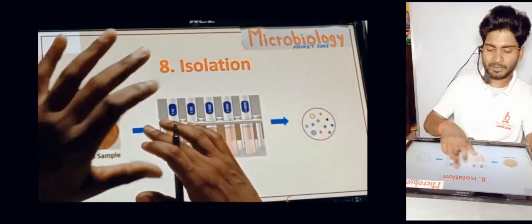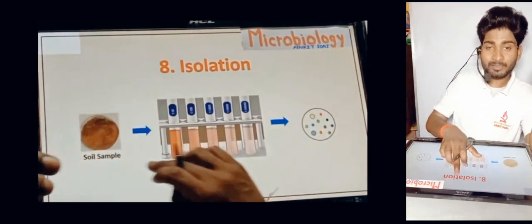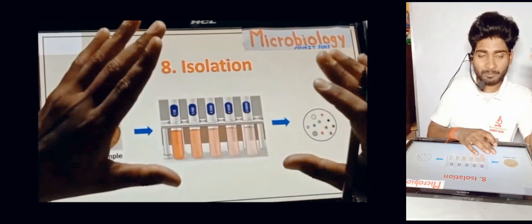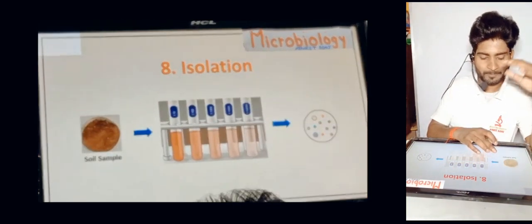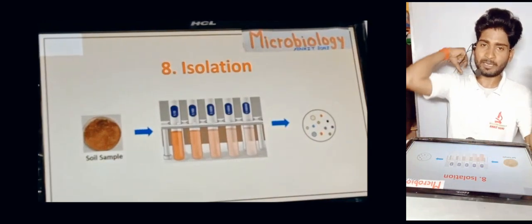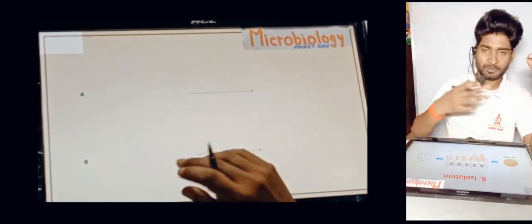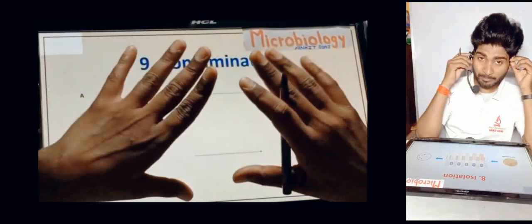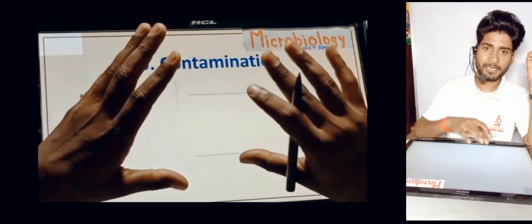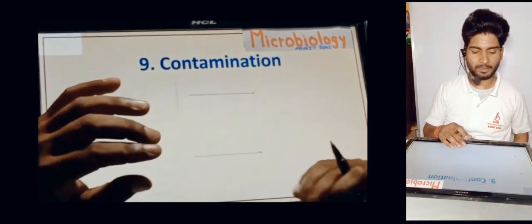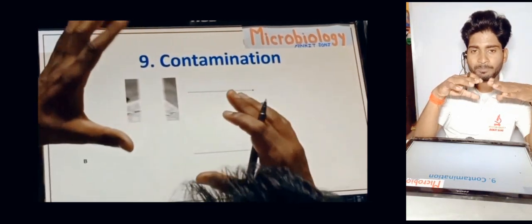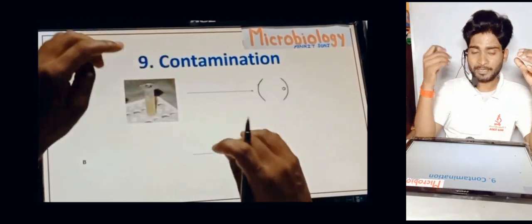The next important term is isolation. Isolation is very commonly used mainly when we are going to study the microbial population of a particular sample. Like in the laboratory we have received a soil sample, any pharmaceutical products, or any food products that we need to study for their microbial properties, how many bacteria are present per gram or per ml of the sample. Then we follow a process. That process of studying the microbial population from a sample is known as isolation.